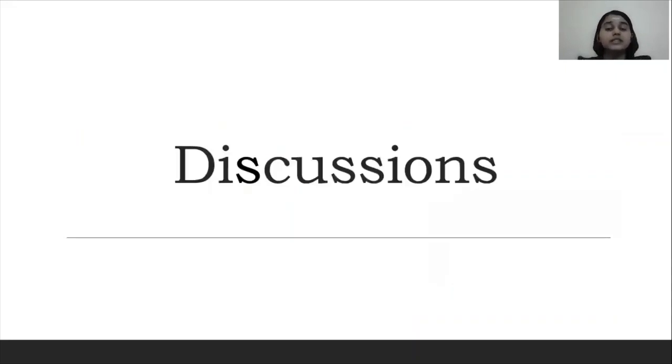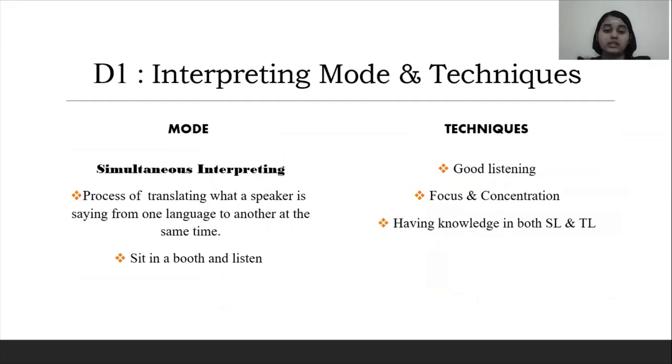So let's go to the discussion number 1, which is interpreting mode and techniques. The given interpreting mode for this project is simultaneous interpreting. Simultaneous interpreting is the process of translating what the speaker is saying from one language to another language at the same time. Interpreters usually sit in a booth and listen to what the speaker is saying through a headset or any other equipment during these simultaneous interpreting sessions.